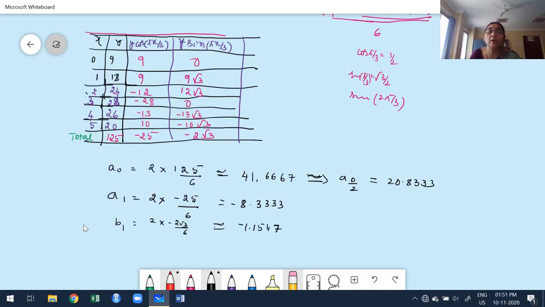Round up to how many? Fourth decimal. Round up to the fourth decimal means observe the fifth decimal value. Suppose that value is greater than or equal to 5, you shift 1 unit to the fourth decimal place. That is called the round up method.